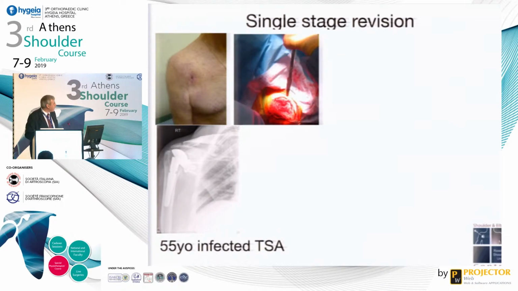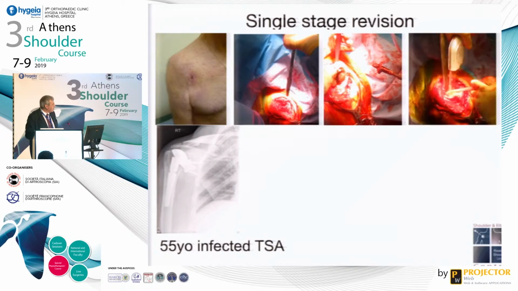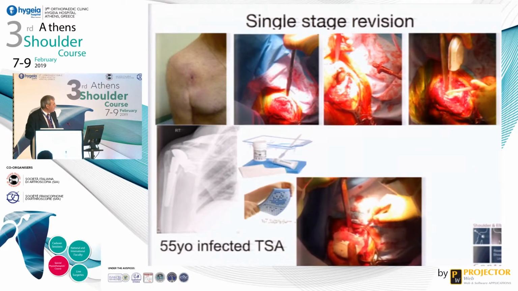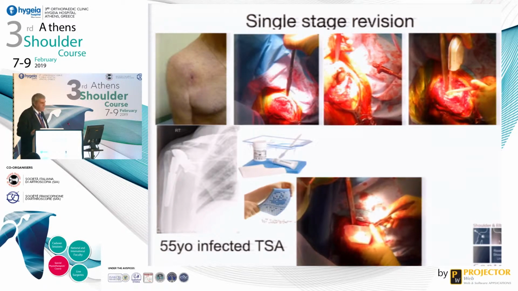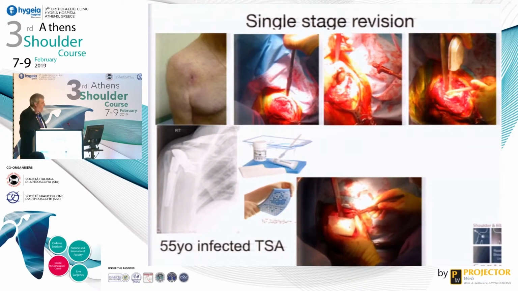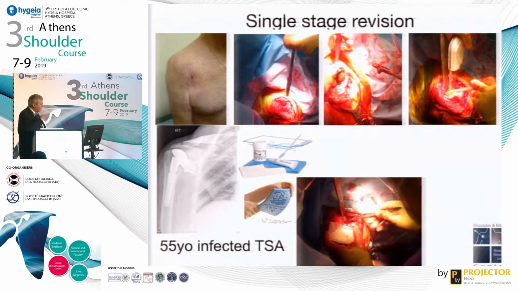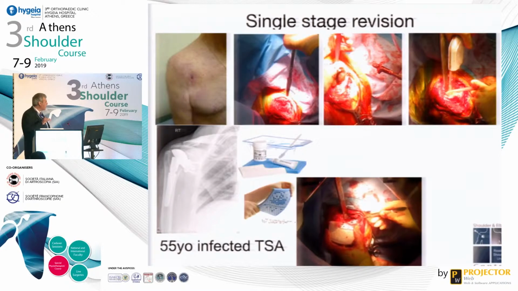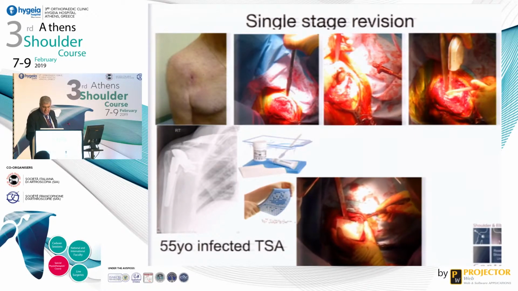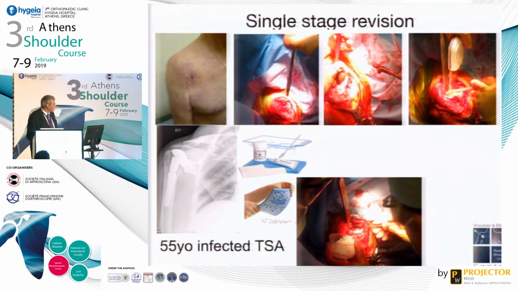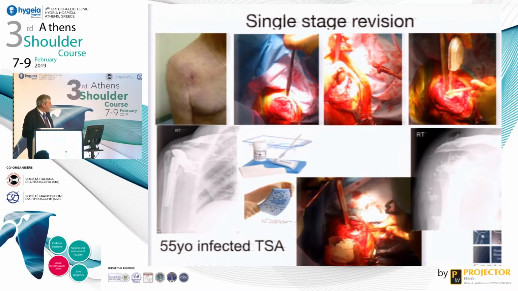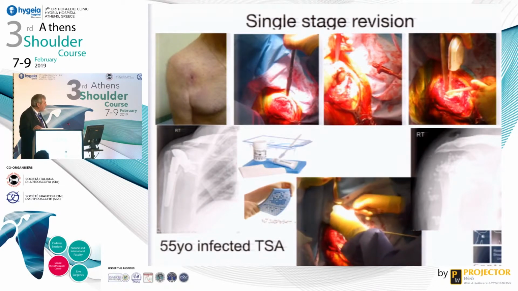We did a single stage revision and washed everything. And we used the Stimulan, as you can see here. I used the Stimulan beads. I fill it into the canal and into the bone and around the tissues in different levels of the tissues. And this is vancomycin loaded. And I managed to revise him to a stemless reverse shoulder.